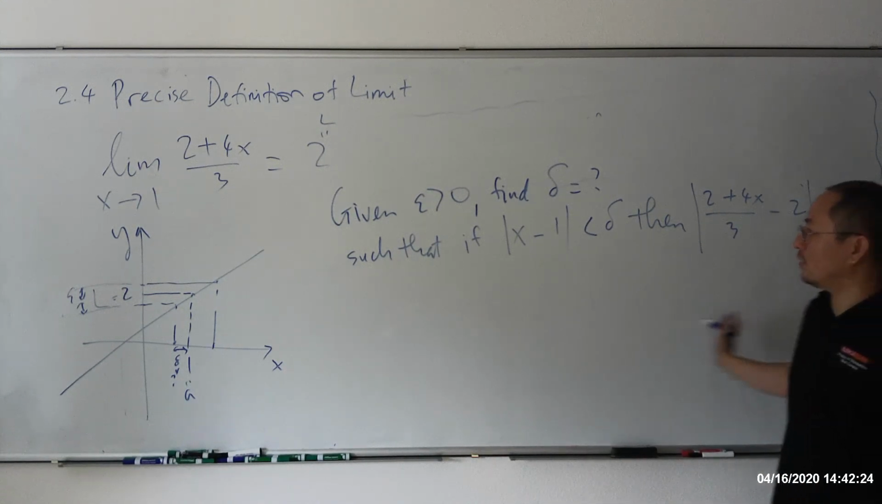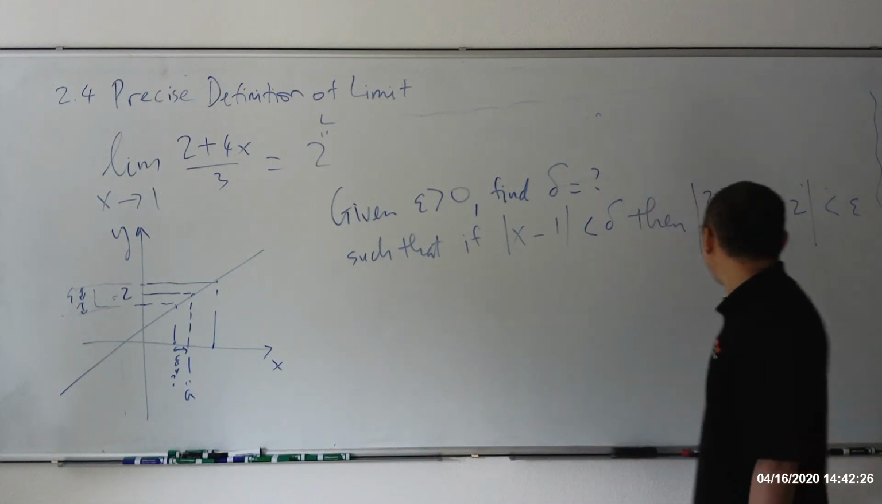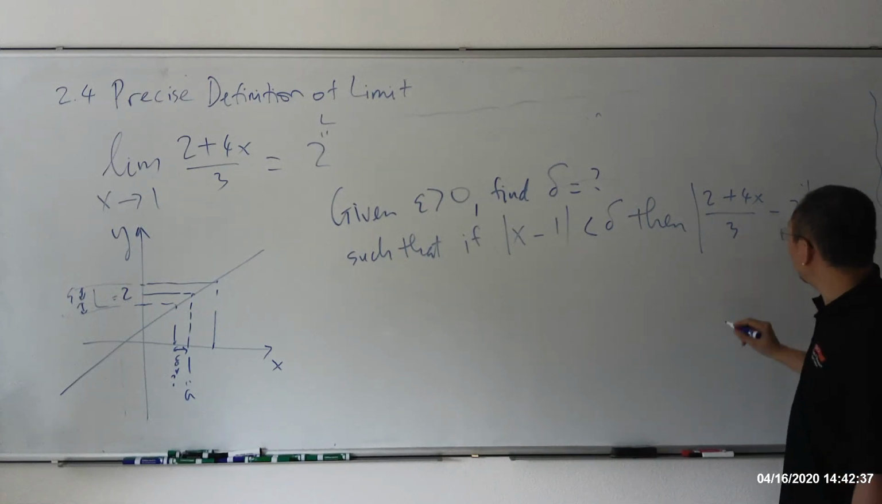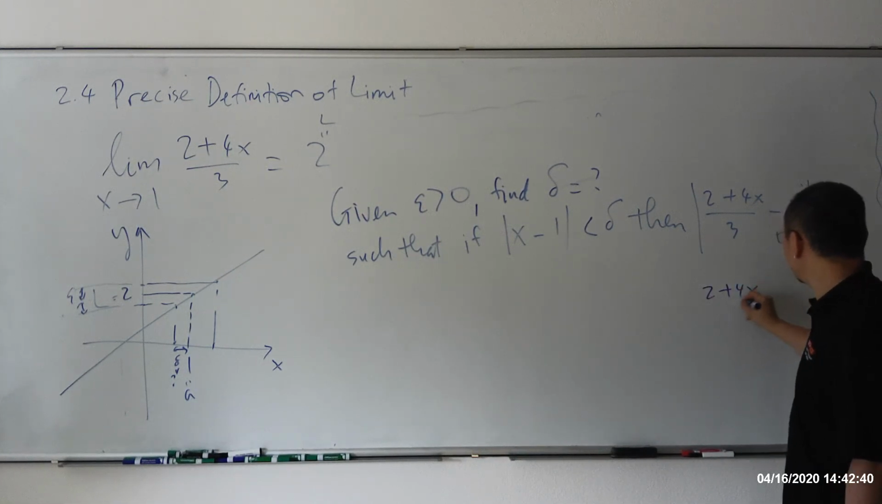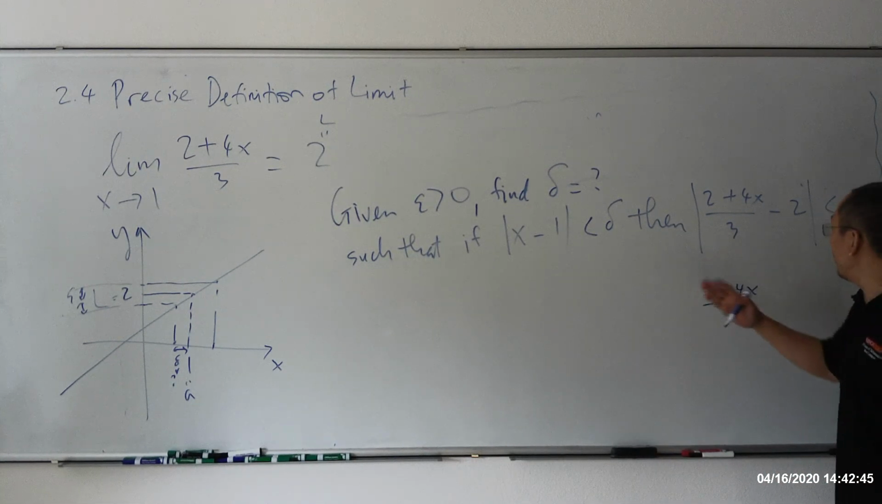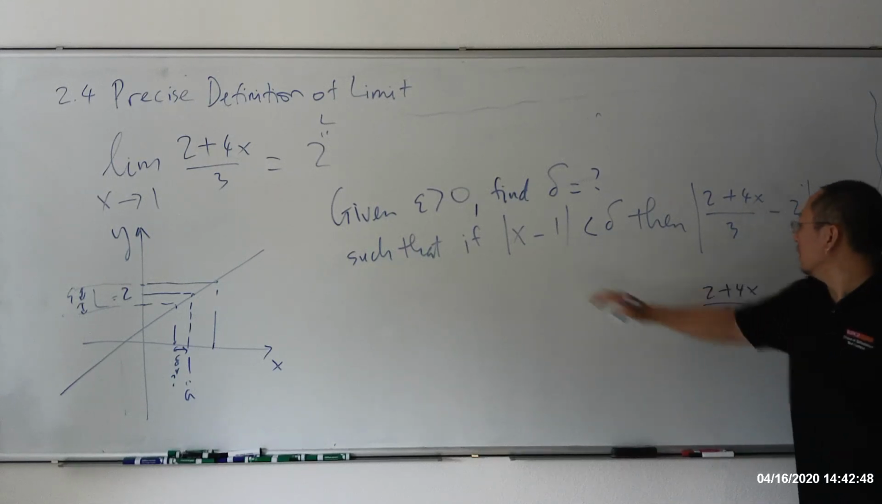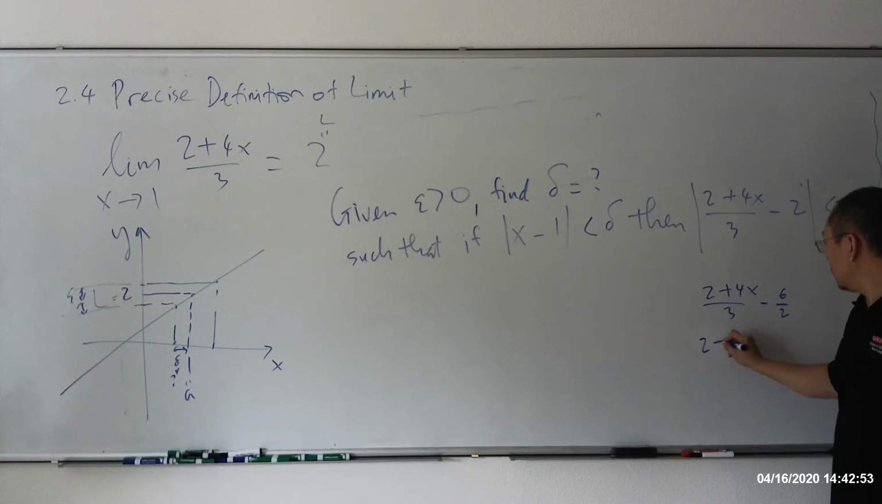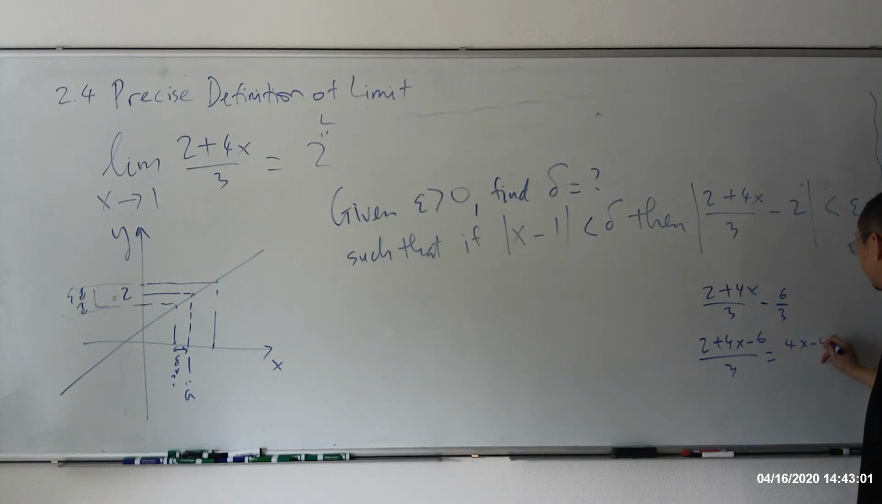Okay, so the strategy for proving this problem is to go backward. We start from here and simplify. Say you have epsilon given already, you have |(2 plus 4x)/3 minus 2| less than epsilon. Keep that in mind whenever you use the definition: you go backward from the result back to delta. Minus 2 is minus 6 over 3. This is (2 plus 4x minus 6) over 3, which is (4x minus 4) over 3.